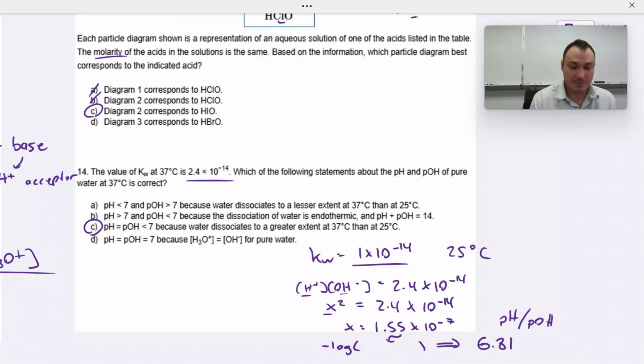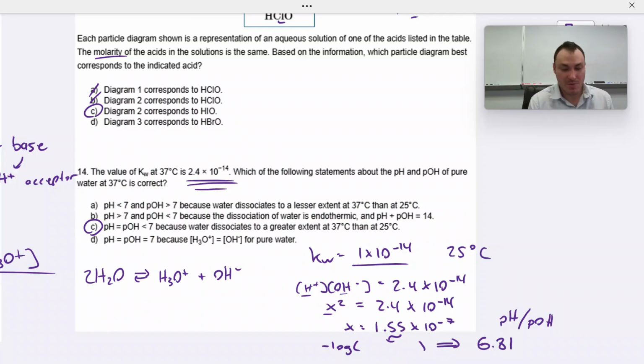Just conceptually, if we look at the self-ionization of water, 2H2O yields H3O plus and OH minus. A bigger K, because K is going up when we increase the temperature, means this reaction progresses more this way. It moves more to the right. That's what Ks tell us. If K is bigger, we progress more towards the product. The products are favored more, which means the concentration of both of these things are going up.